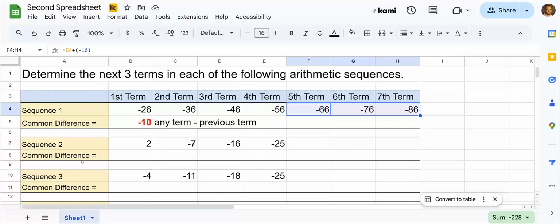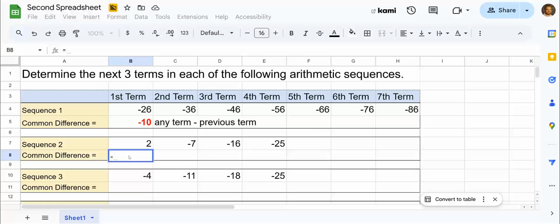I'll do one more for you. The common difference, remember, is the number that we're adding every single time. But in order to figure it out, we need to do a subtraction. So let's go ahead. Start with an equal sign. Let's figure out what that is. Pick any term you want. Let's pick the second term, so I'll pick this one.